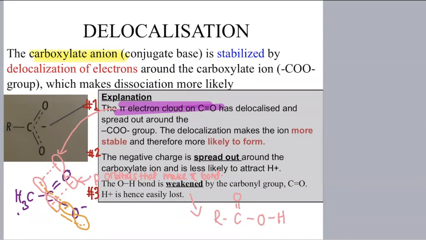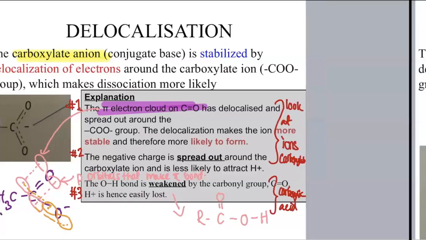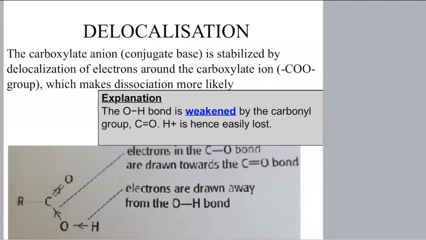So these two explanations are looking at ions, which is carboxylate, not enough space. But explanation number 3 is looking at carboxylic acid, because we want to talk about the OH bond. Okay, so this brings me to the next slide.